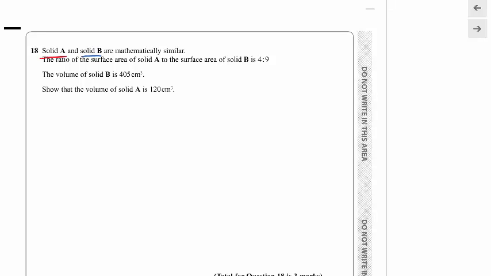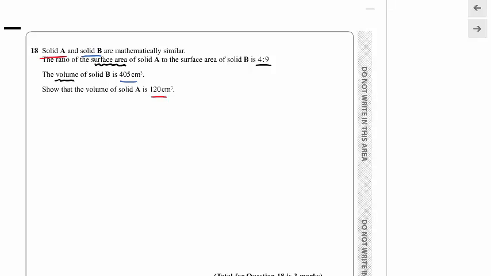We're then given some information that the ratio of the surface area of solid A to solid B is 4:9, and we're given that the volume of solid B is 405 centimetres cubed. And we're essentially asked, given that information, can we find out the volume of solid A? And we're given as a guide that it's 120 centimetres cubed. So if we don't get 120 centimetres cubed, we know we've gone wrong somewhere.